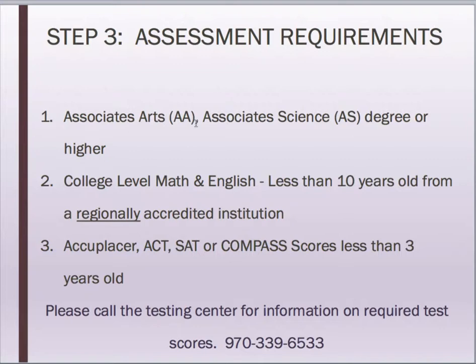First, if you already have a college degree, such as an Associate of Arts, Associate of Science, Bachelor's or higher, and it's from a regionally accredited school. Second, if you've already taken college-level English and math and passed with a C or better in the last 10 years. Or third, if you've met the minimum assessment scores on the AccuPlacer, ACT, SAT, or COMPASS test.